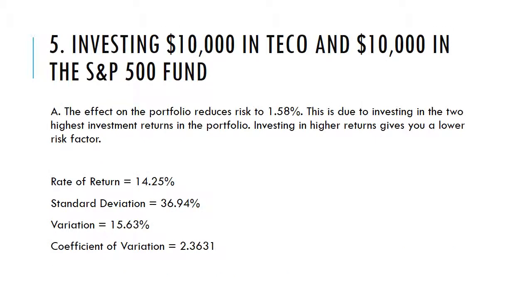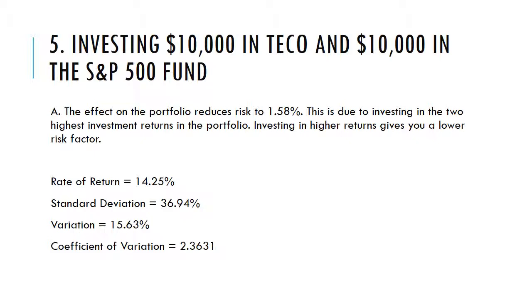So the question for number 5 is to now consider a portfolio consisting of $10,000 in TECO and $10,000 in the S&P 500 fund. The effect on the portfolio reduces risk to 1.58%. This is due to investing in the two highest investment returns in the portfolio. Investing in higher returns gives you a lower risk factor.